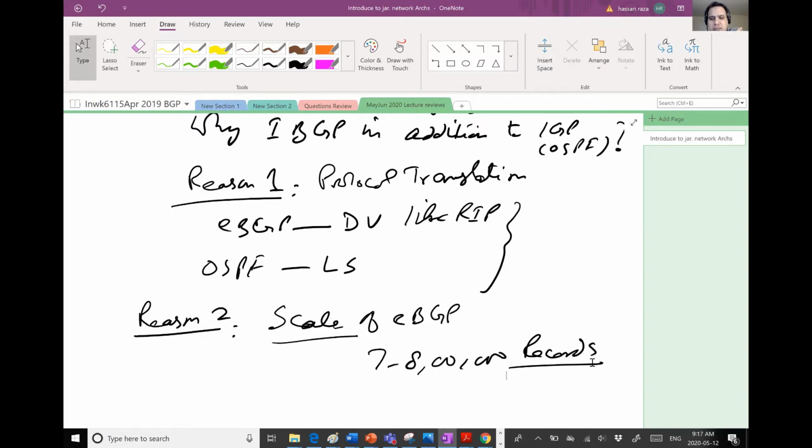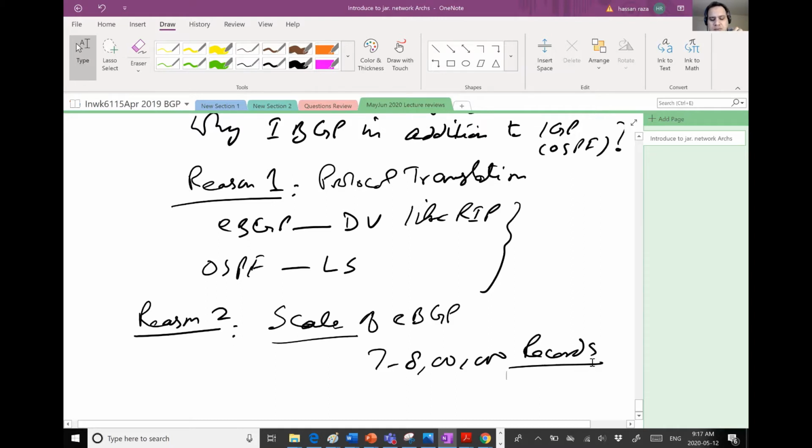Go to the browser, search for the real-time BGP table size. You would get a link for CIDR or something like that. If you open it, you would see the number of BGP routes in real time at this time in the world, around 7 to 800,000 records. If you import that many routes into OSPF, OSPF would be killed. OSPF cannot handle that volume of routes.